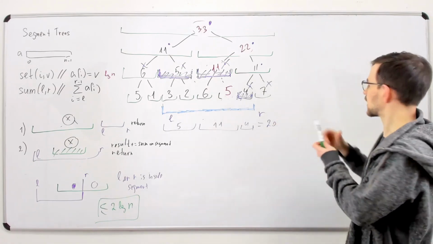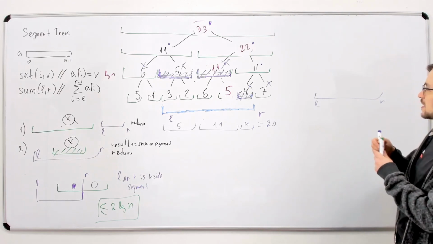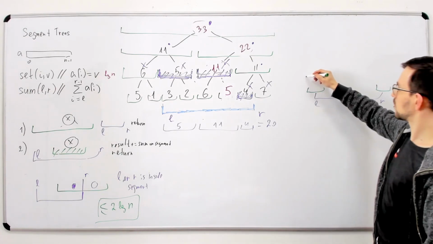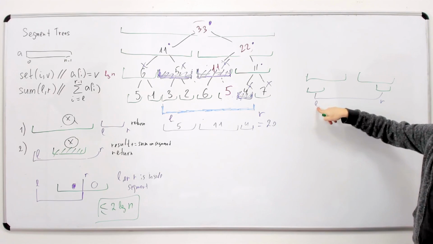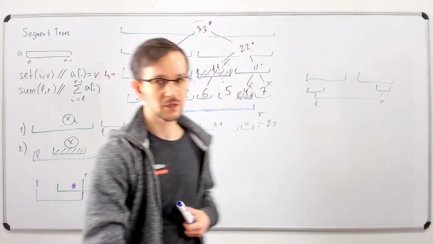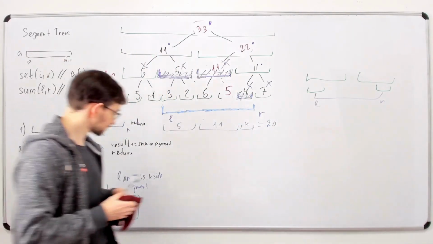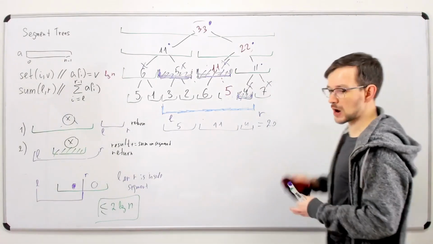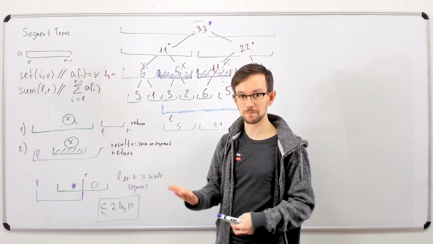Let's draw another picture. We have this L, this R. On the first layer, we have this segment and this segment. On the next layer, we have this segment and this segment, and so on. On each layer, only one segment contains the left border and only one segment contains the right border. So there are at most 2 log n segments which contain one of the borders. If a segment doesn't contain a border, then it is either completely inside or completely outside, so one of these optimizations will work.